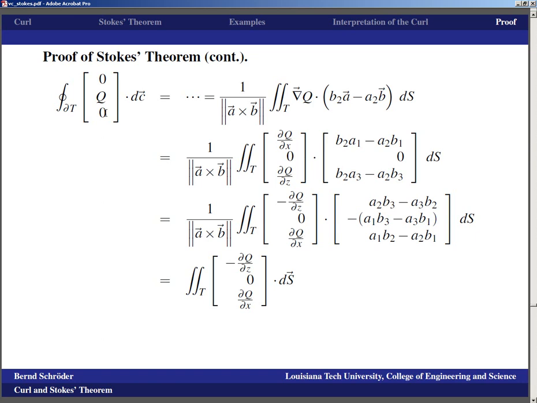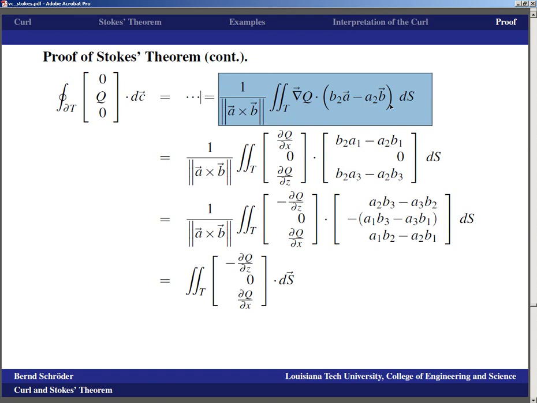And if you look back at the presentation, the only thing that changes in the whole really long and ugly early part that I have omitted here with three dots is that instead of a1 and b1, I would have a2 and b2 in the whole computation, and q instead of p, which gets us to exactly the same crucial point as what we had before, where this integral is 1 over the norm of a cross b times the scalar surface integral of the gradient of q dot (b2 a minus a2 b).